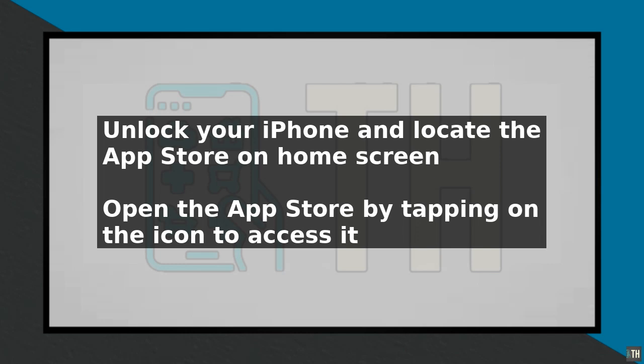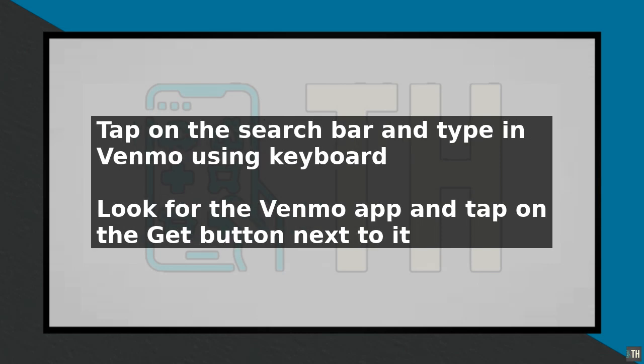Once the App Store is open, you will see a variety of featured apps and a search bar at the top of the screen. Tap on the search bar and type in Venmo using the keyboard. As you type, a list of search results will appear below the search bar. Look for the Venmo app, which is developed by Venmo, and tap on the Get button next to it.